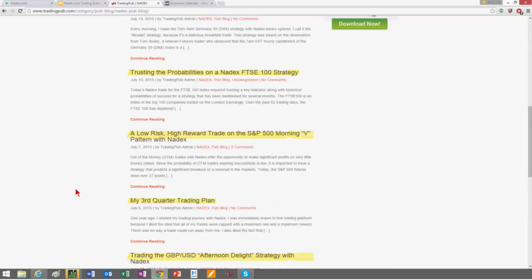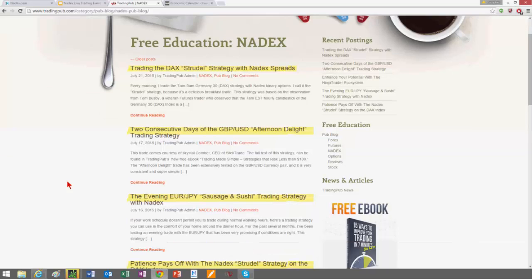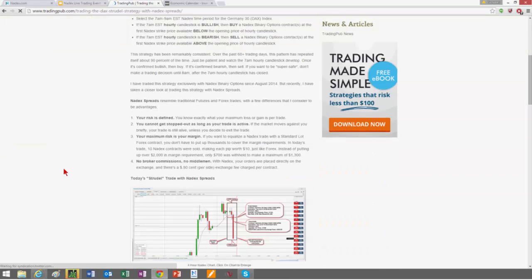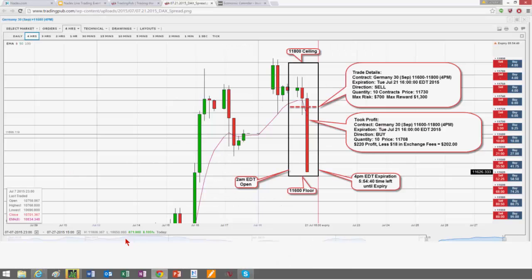So go to TradingPub, you'll be able to read any one of these strategies, and I really try to do the best job I can to break down what I saw in a trade, what the rules of the trade are, how the charts look. This is a spread trade that I did, what I saw, where I executed, what the contract details were, and what I was thinking when I took the trade.